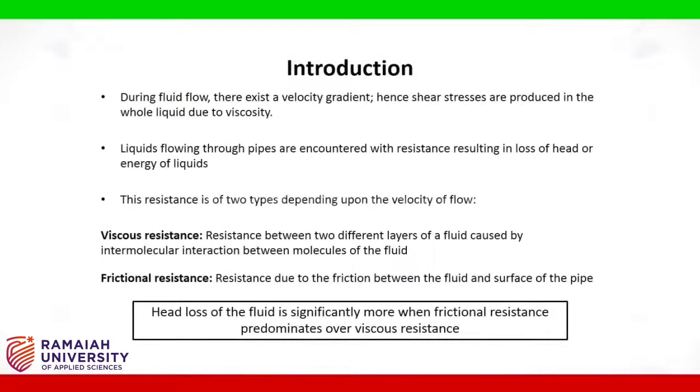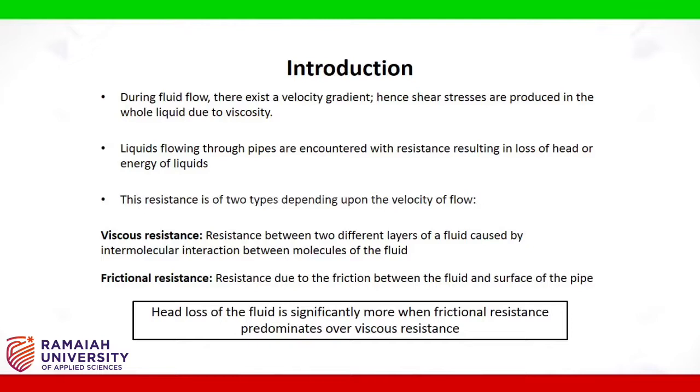During fluid flow, there exists a velocity gradient. Hence, shear stresses are produced in the whole liquid due to viscosity. Liquids flowing through pipes are encountered with resistance resulting in loss of head or energy of liquids. This resistance is of two types, depending upon the velocity of flow, viscous resistance and frictional resistance.